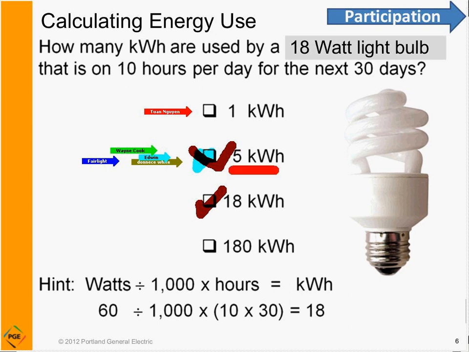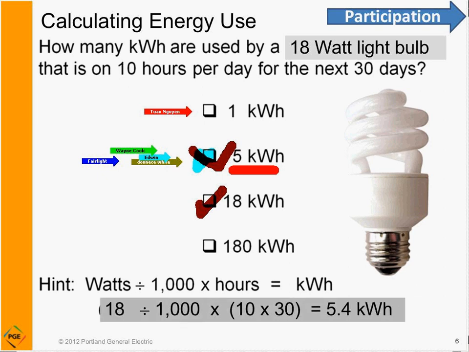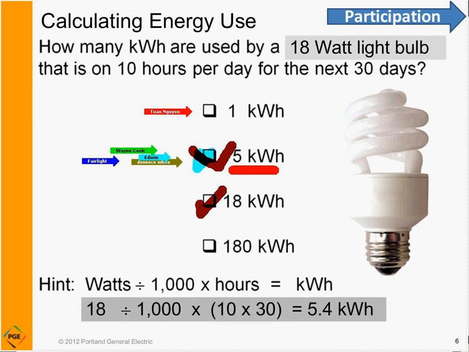Here's my math for calculating this one. If you take the 18 watt bulb, divide by 1,000, times 10 hours at 30 days, which would be 300 hours, you should get 5.4 kilowatt hours a month per bulb. So this is a good way to practice your math, and this is why lighting is one of the first places you go to make sure that you get the best bang for the buck.